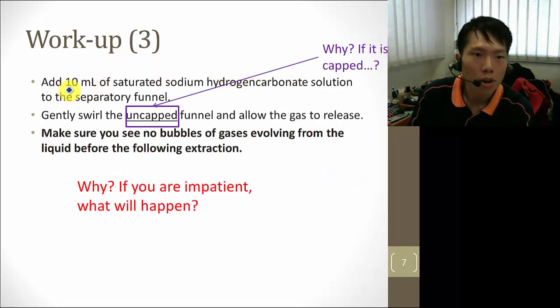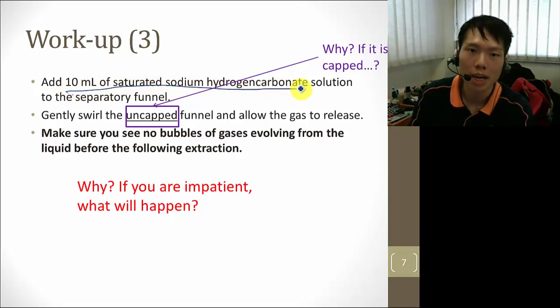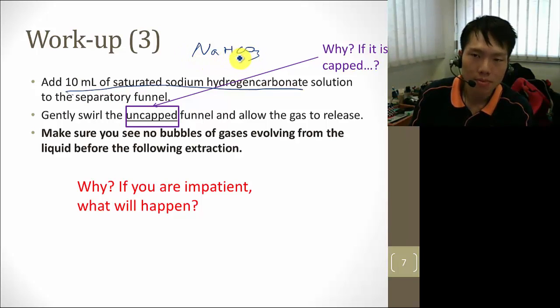Additionally, you're going to transfer 10 ml of saturated sodium bicarbonate, or you can say sodium hydrogen carbonate, NaHCO3 solution into it. This is to neutralize the excess acid. Now gently swirl the uncapped funnel.